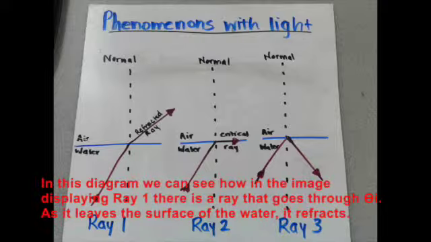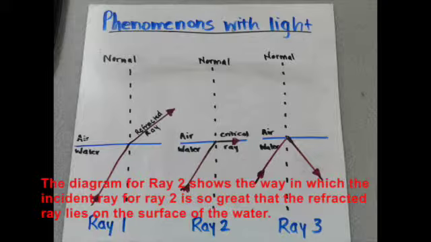Okay, so in this diagram we can see how in the image displaying ray 1, there is a ray which goes at an angle I, and as it leaves the surface of the water, it refracts. The diagram for ray 2 shows the way in which the incident angle is so great that the refracted ray lies on the surface of the water.